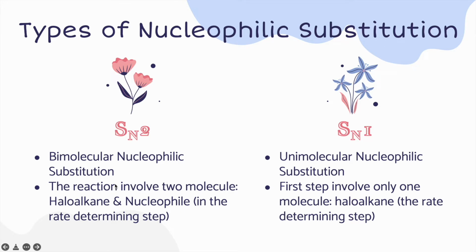Why is it named bimolecular SN2? Because the reaction involves two molecules, haloalkane and nucleophile. In the rate determining step, two molecules are involved, haloalkane and nucleophile. For SN1, unimolecular nucleophilic substitution, the first step involves only one molecule, which is the haloalkane only. We don't take into account the nucleophile. We look at the haloalkane only in SN1, in the rate determining step.